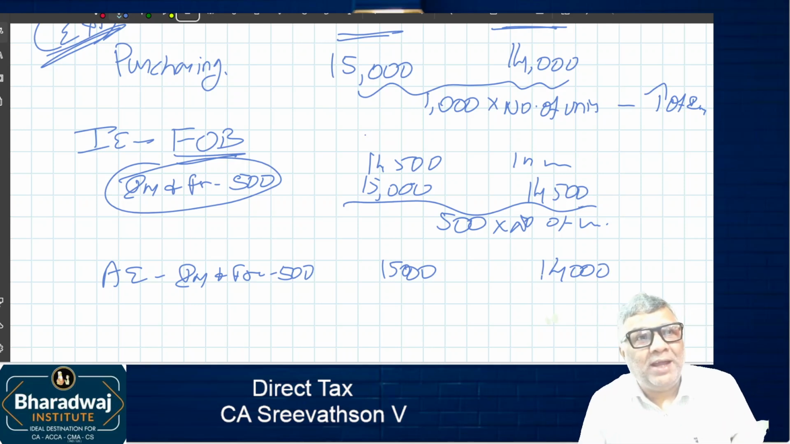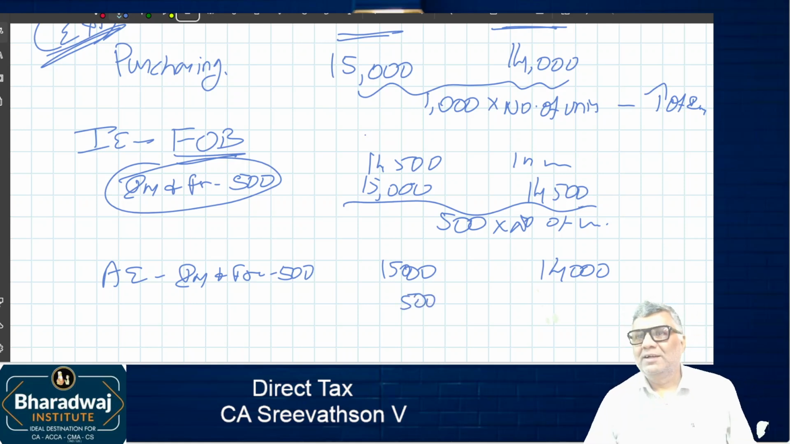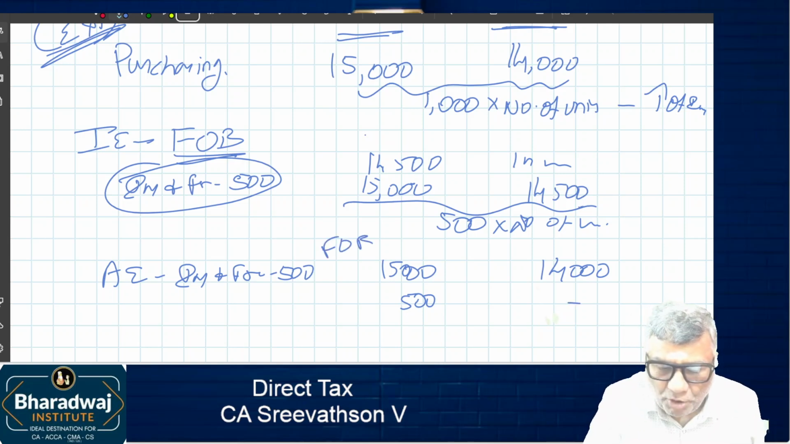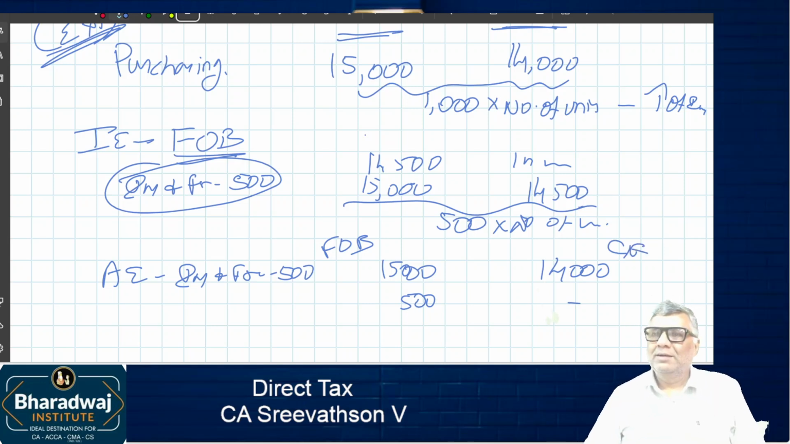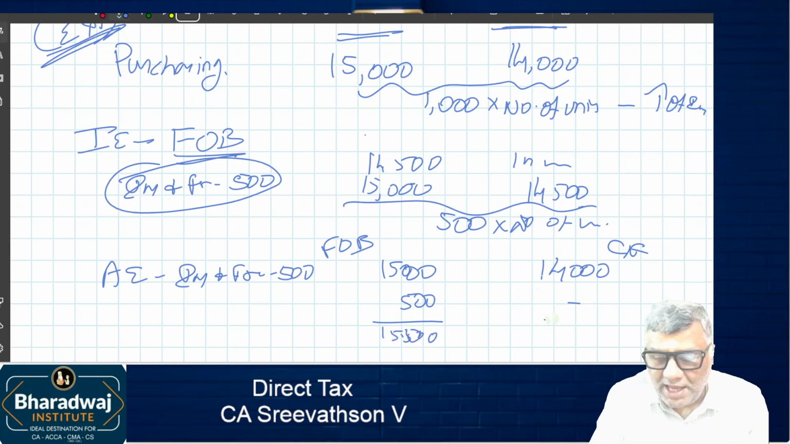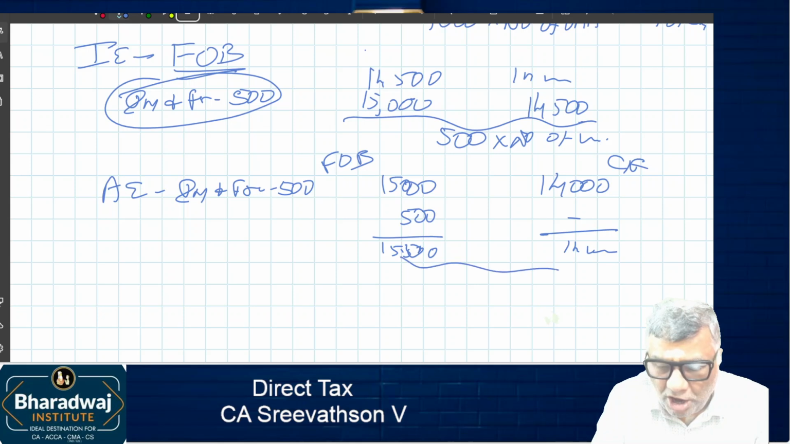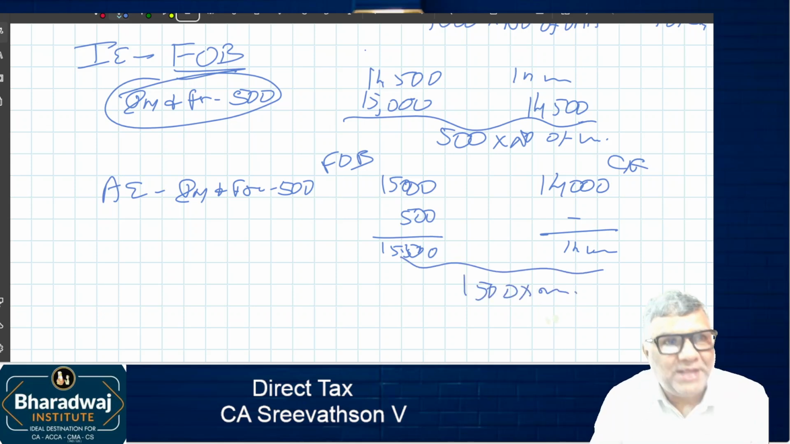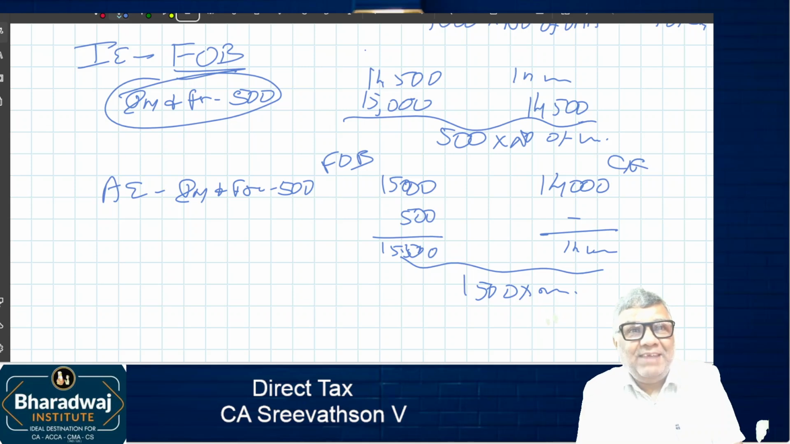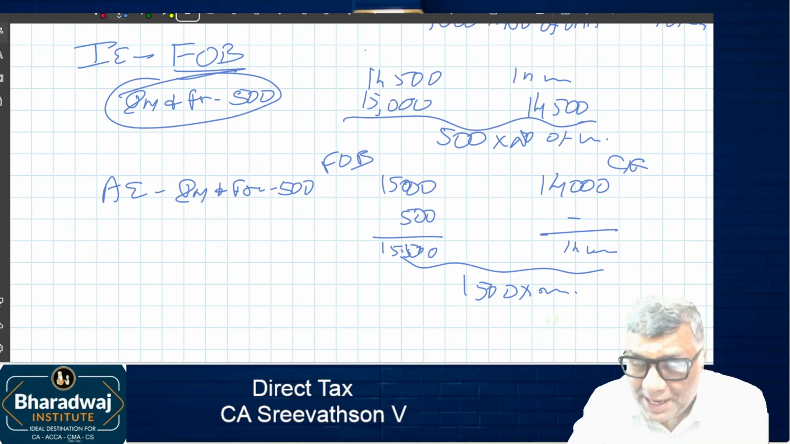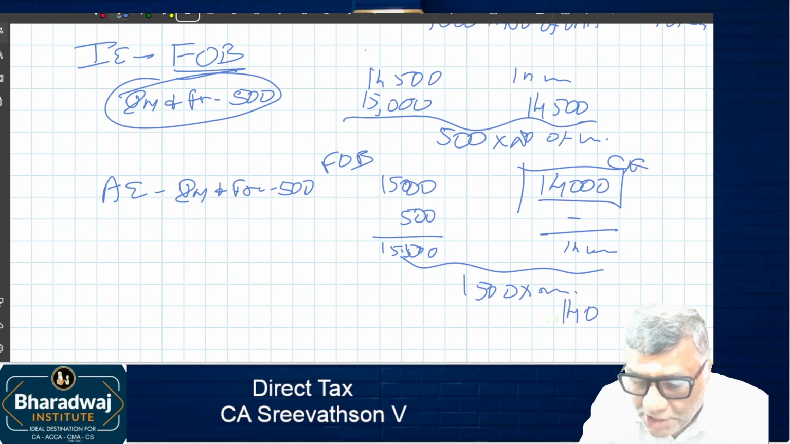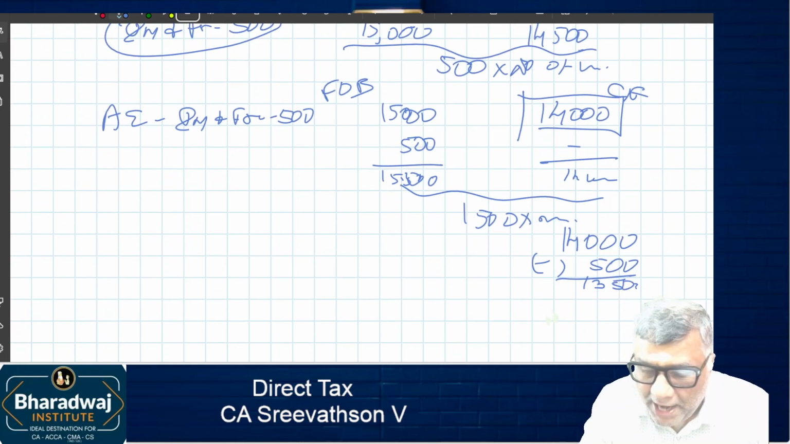Apart from that, 500 rupees you are incurring here as freight and insurance, whereas here nothing is being incurred because he is sending it as FOB, he is sending it as CIF. Now my cost comes to 15,500, whereas here it is 14,000. The difference is 1,500 into number of units. This is easy when I look at it. But we always take the independent party into function. So what we will do is 14,000 minus 500, 13,500 as compared to 15,000.